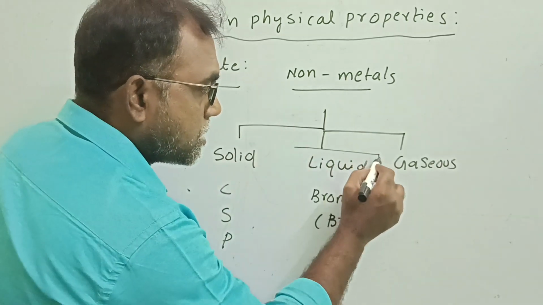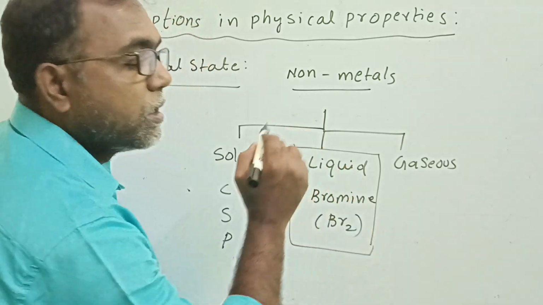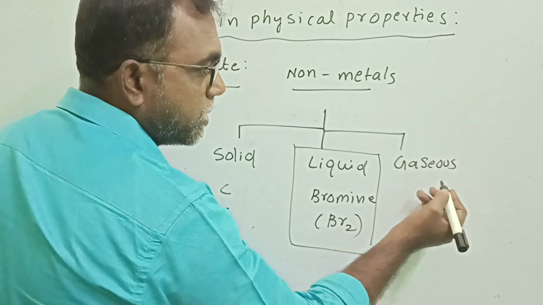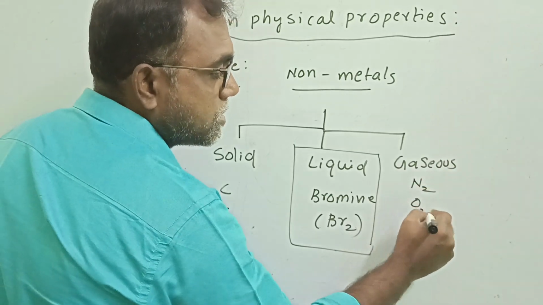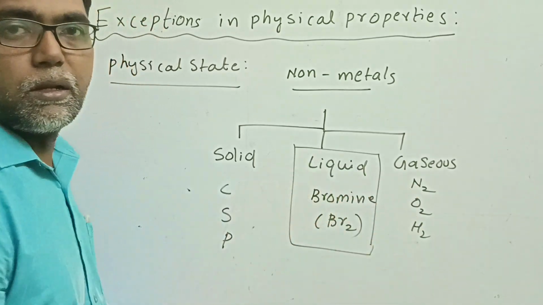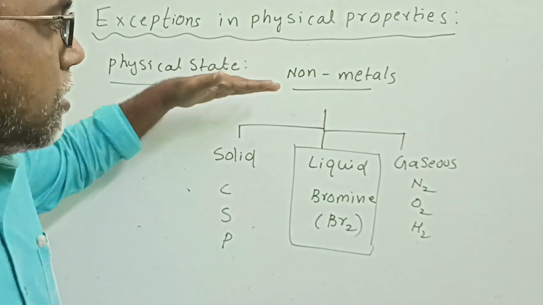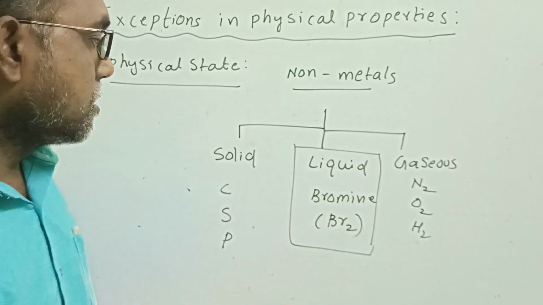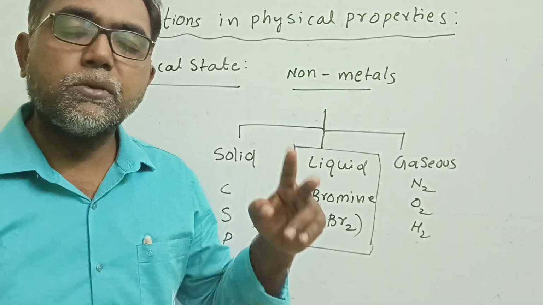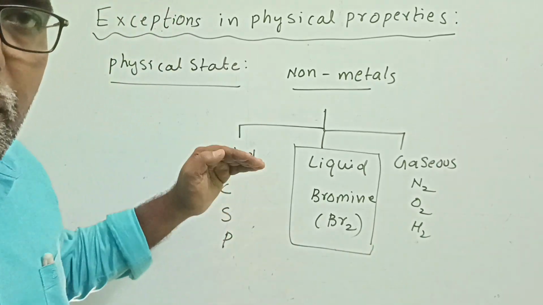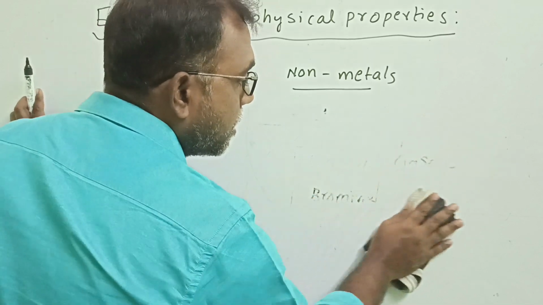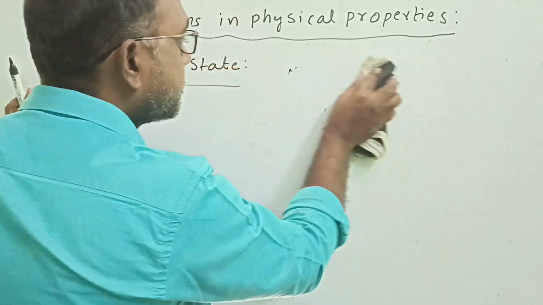So majority of the questions are asked based upon this element. Liquid non-metal example, bromine. And gaseous state, you can take nitrogen, oxygen, hydrogen, and etc. All these elements come under gaseous state. So in non-metals you can see three categories of elements: solid state, liquid state, and gaseous state. Whereas in case of metals you can see only two categories, one is solid and another is liquid. Liquid metal is mercury and liquid non-metal is bromine.